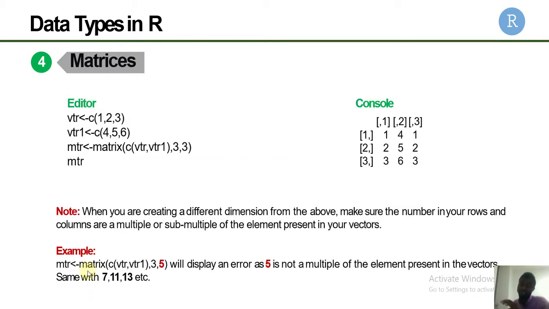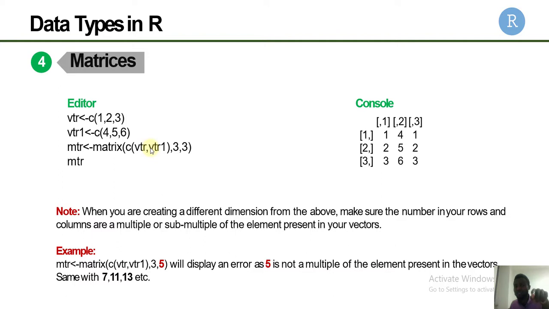So let's just have a simple example. We are creating a variable called VTR using the less than assignment operator, combining the elements with the c function. We create another variable called VTR1, the same thing, combining the elements 4, 5, 6 together. Then we use the combination of these two variables to form a matrix and store the result in a variable called MTR. So we say matrix, and then we say c(VTR, VTR1). What this is going to give us in essence is the combination of 1, 2, 3, 4, 5, 6. That's what we are using in creating that particular vector.